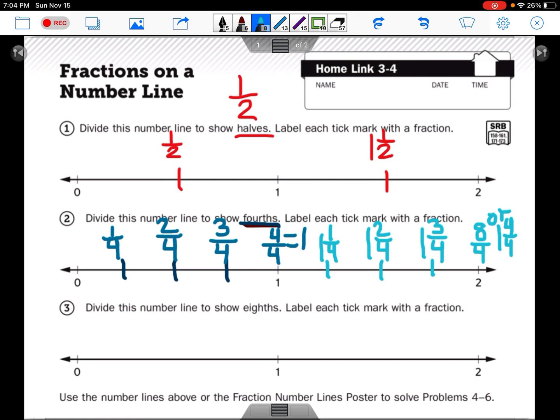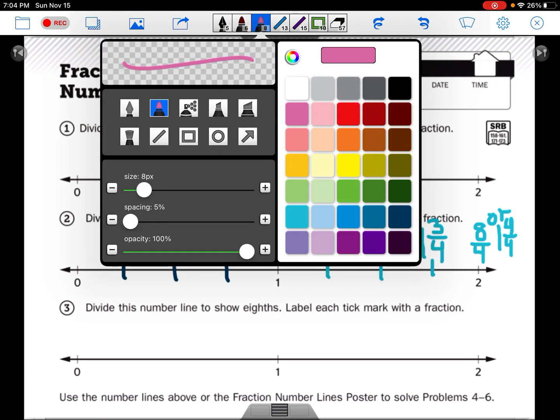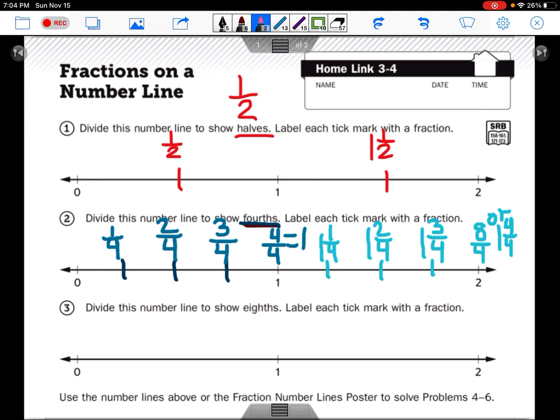All right, let's try the last number line, right here, about showing eighths. Okay, so we need to break this apart into eighths. And I'm going to make mine a little bit smaller here. Eighths, let's do what we did before where we made fourths first. Then to make eighths, you just divide each of those fourths up into 2 pieces. So divide this fourth here into 2 pieces, divide this fourth here into 2 pieces, and this one again, and this one again.